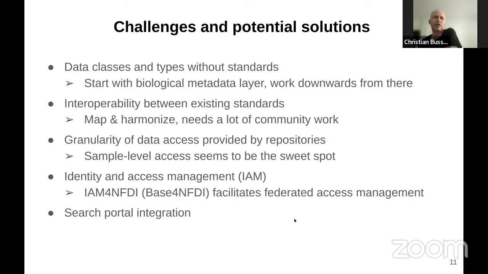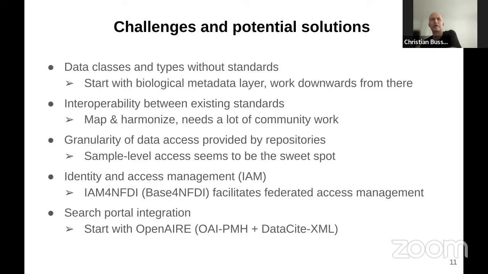Final point, search portal integration. So this is, of course, the F in FAIR. This is one of the questions, again, on which level you want to have a search portal. Clearly, search portals for an immunological audience would provide much deeper access to information, so allowing queries much further down in the study subject sample stack that I mentioned initially. But one of the things that we really would like to focus on for wider discovery is integration with search engines like OpenAIR or others that use the OAI PMH and DataCite XML interface, so that studies in the repositories can be discovered widely by a frequently used engine.